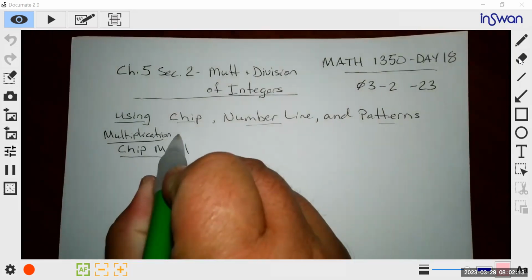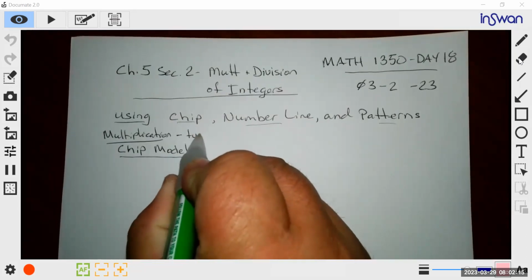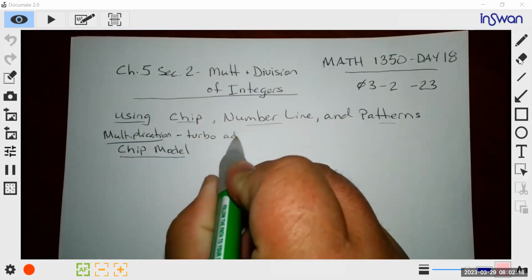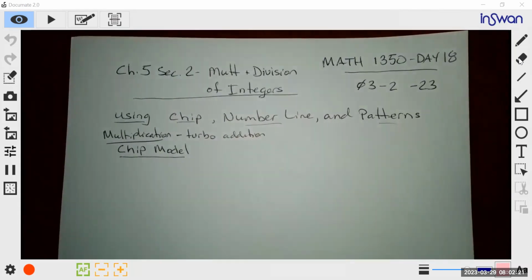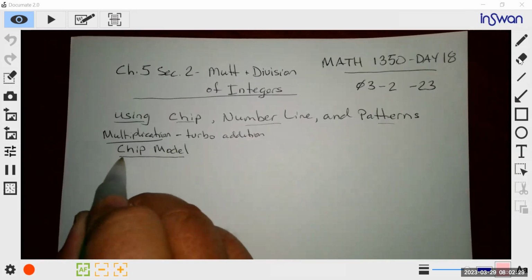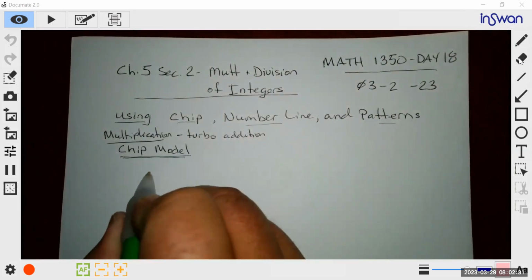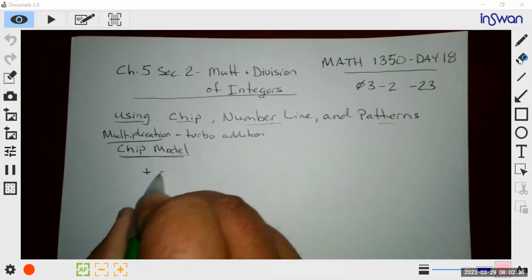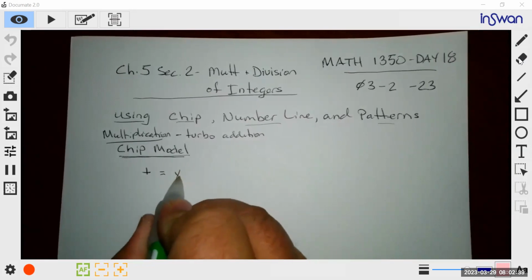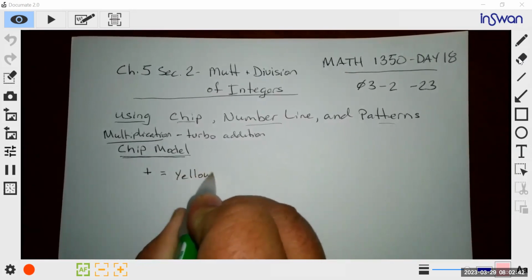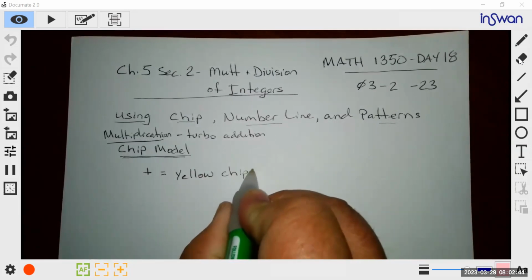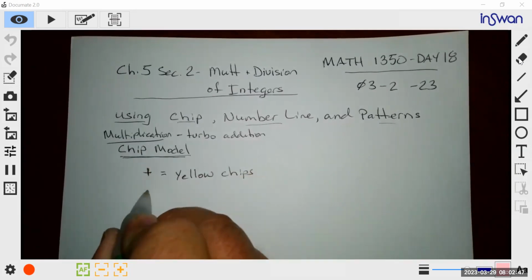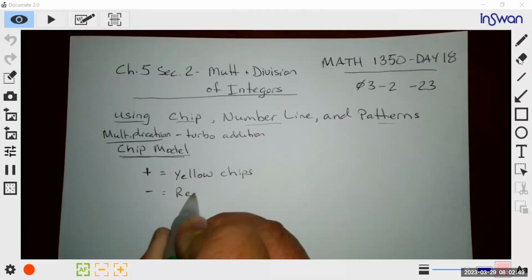And remember, what is multiplication? Turbo addition. It's adding things a lot faster. So let's look at the chip model for multiplication. Right? So we have 2 types of chips. We have chips for positives. We'll use yellow chips or blue chips. And then for negatives, we'll use red chips.